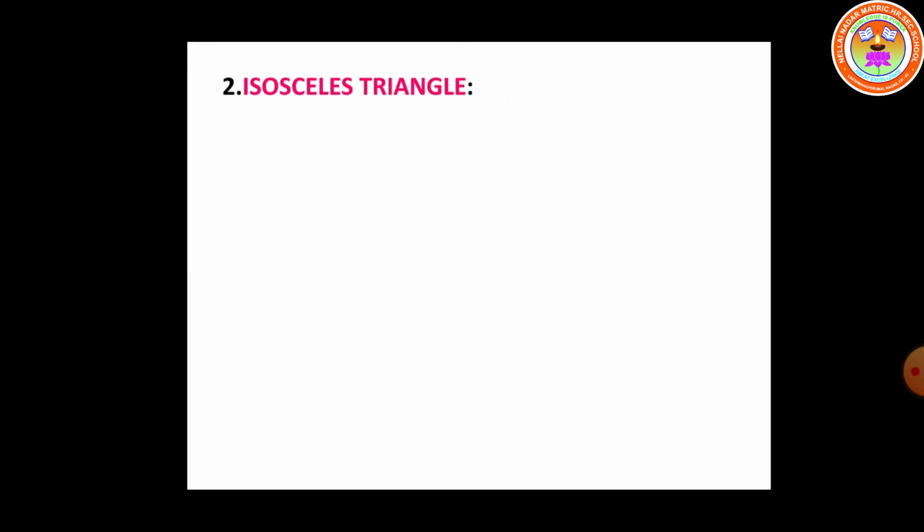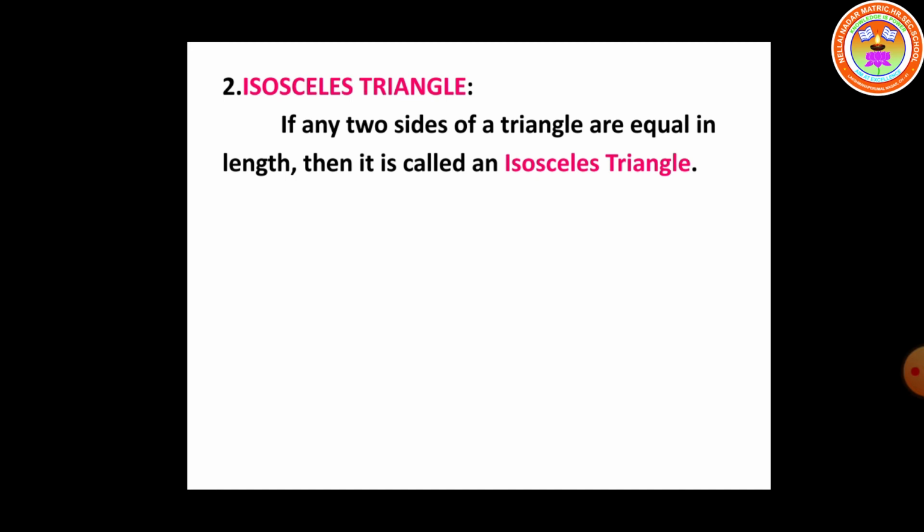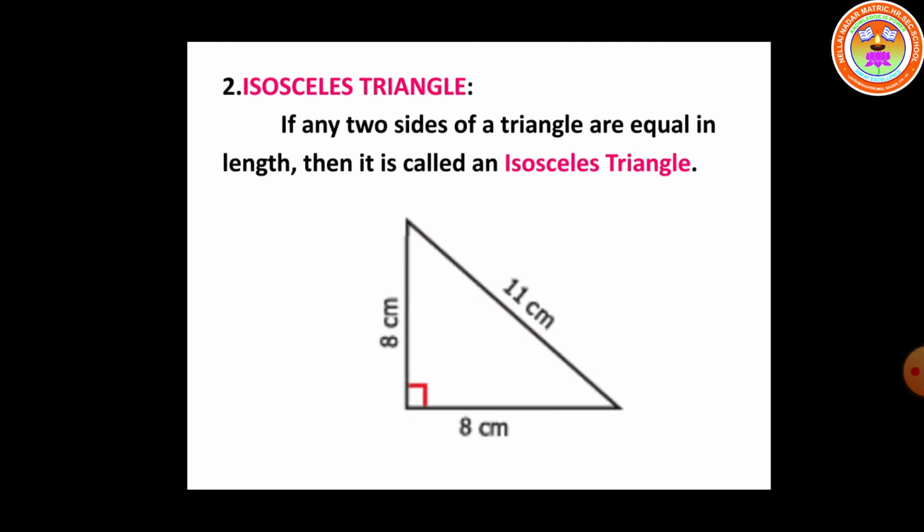Next, second type, isosceles triangle. If any two sides of a triangle are equal in length, then it is called an isosceles triangle. For example, you see the legs are same, 8 centimeter and 8 centimeter. So, two sides are equal. So, it is called as isosceles triangle.